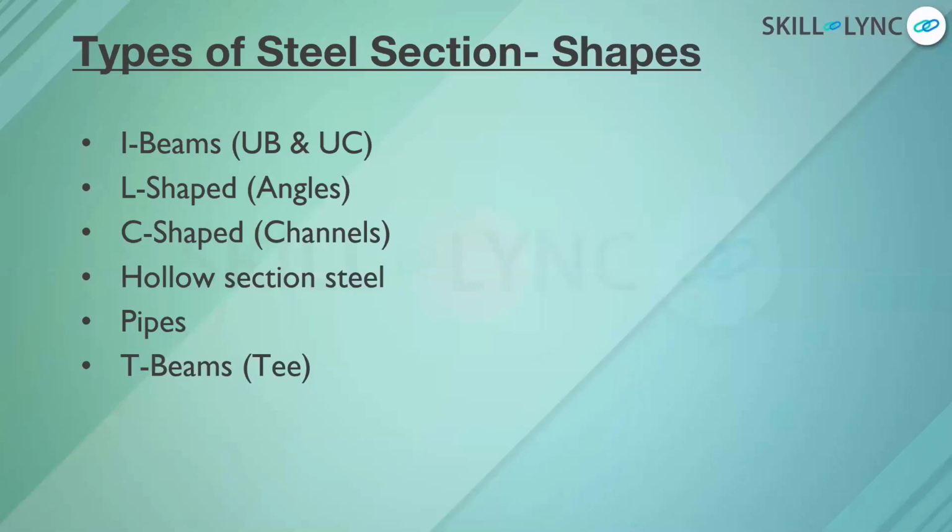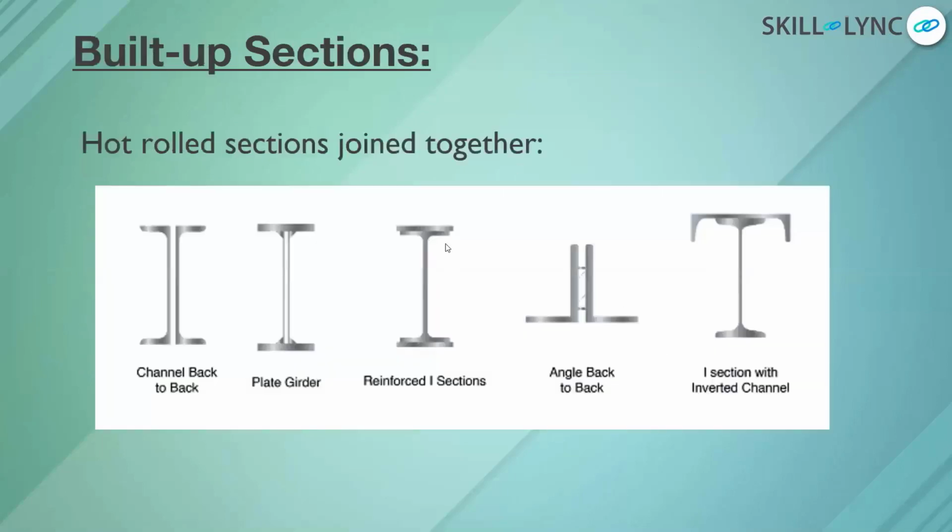Next is the angle. Angles are L shaped with two legs that come together at 90 degrees. I think I have these in my next sheet, the built-up sections that I've mentioned. These are the channels, this is the angle, and this is an I-beam, as a separate section. Angle beams take an L shape with two legs that come together at 90 degrees, and they come in equal and unequal lengths. These lengths may vary; this will be of different size, and this will be of different size.